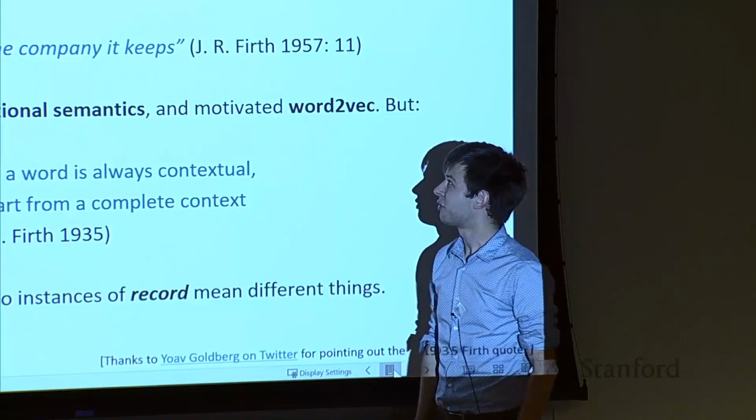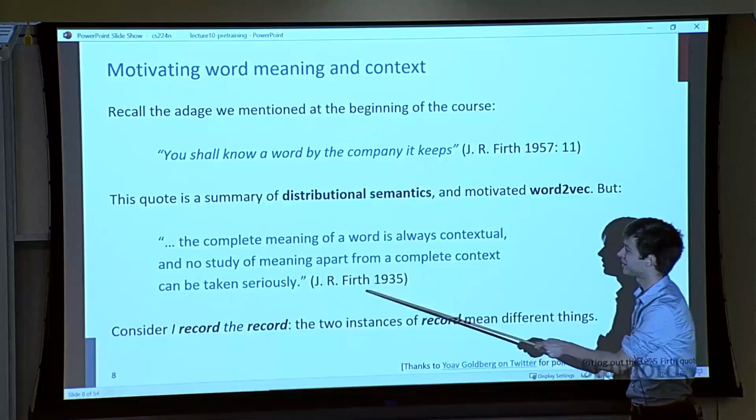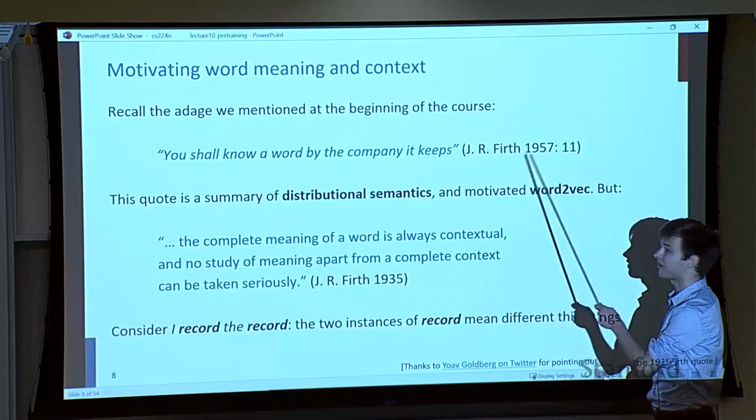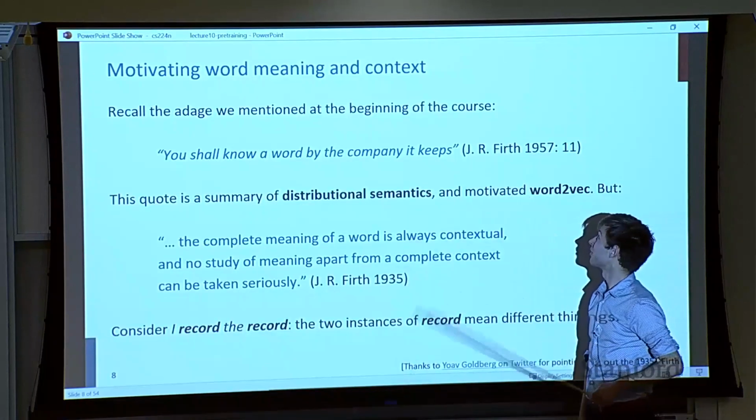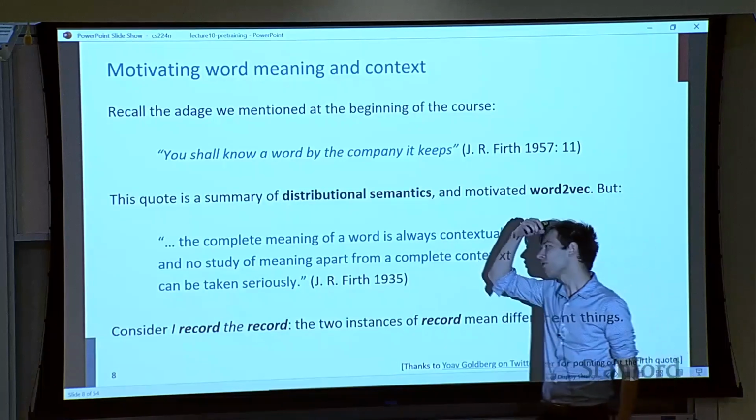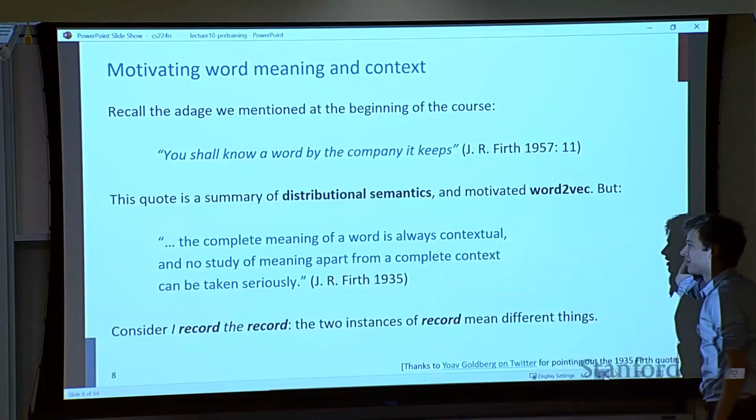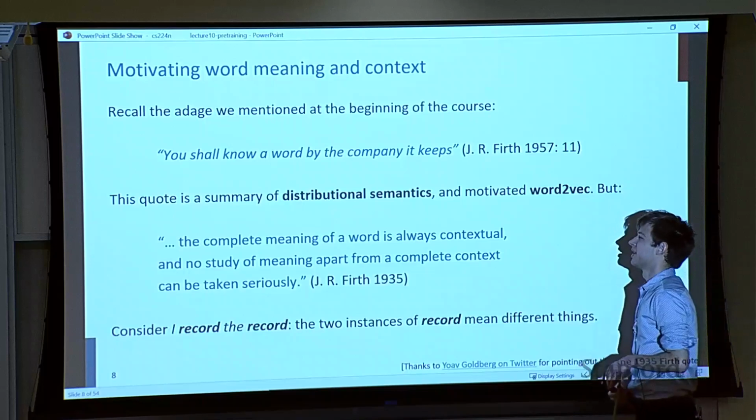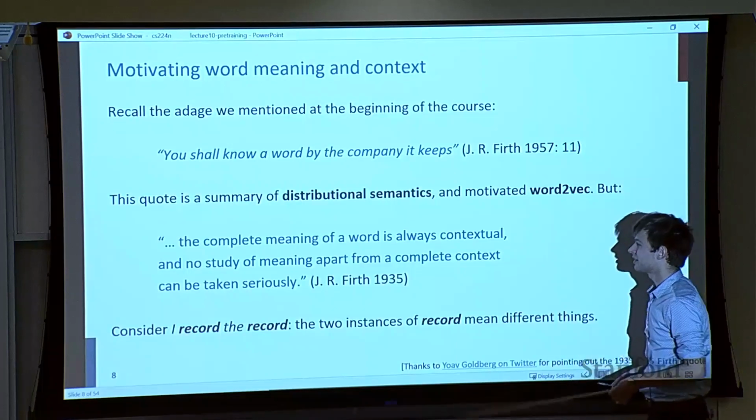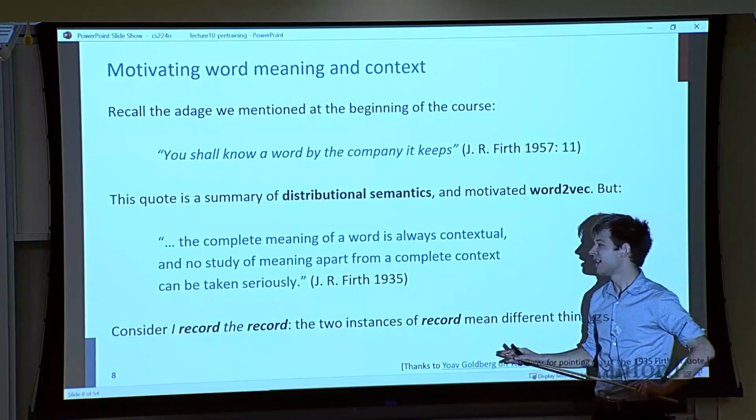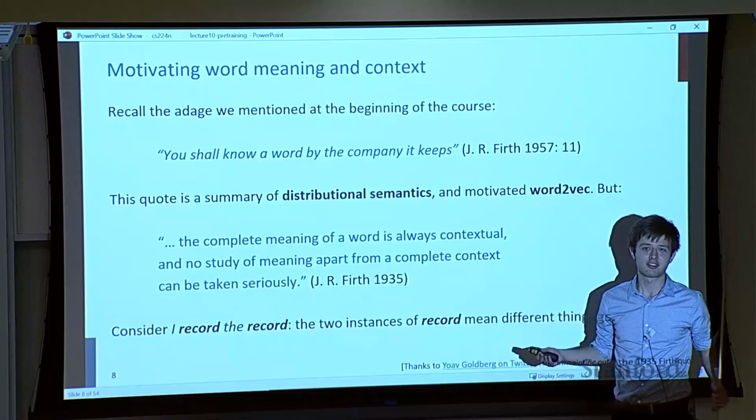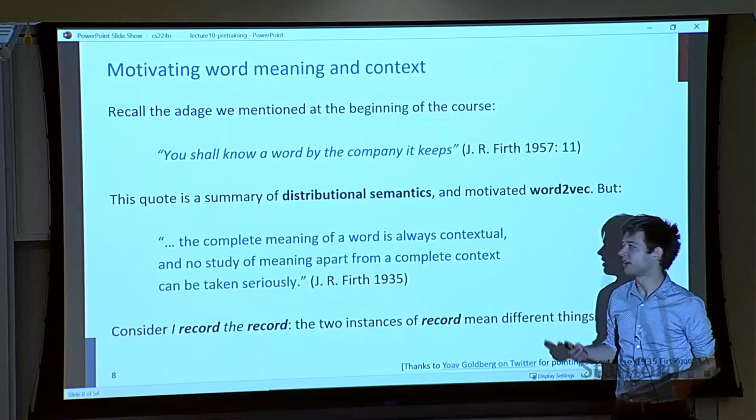But there's this other quote actually from the same person. So we have J.R. Firth, 1935, compared to our quote before from 1957. And the second quote says, "The complete meaning of a word is always contextual, and no study of meaning apart from a complete context can be taken seriously." Now, again, these are just things that we can think about and chew on.